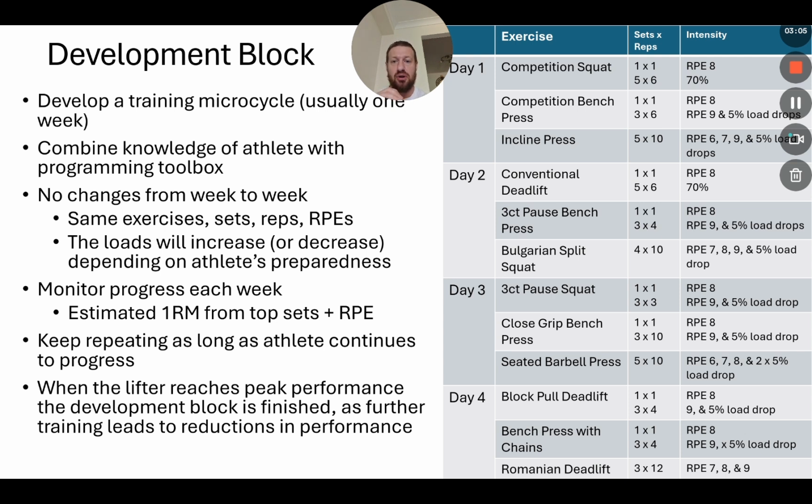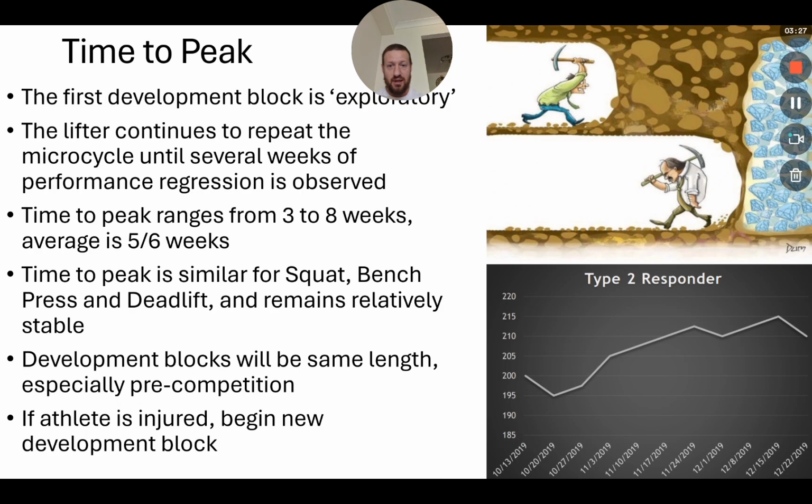And you're going to monitor progress each week. And usually this is going to be from the heaviest top sets combined with RPE, so how many reps away from failure, and from that you're going to estimate their 1 rep max. And you keep repeating this as long as the athlete continues to make progress. And once your athlete has reached peak performance, the development block is finished, as any future training is going to lead to reductions in performance.